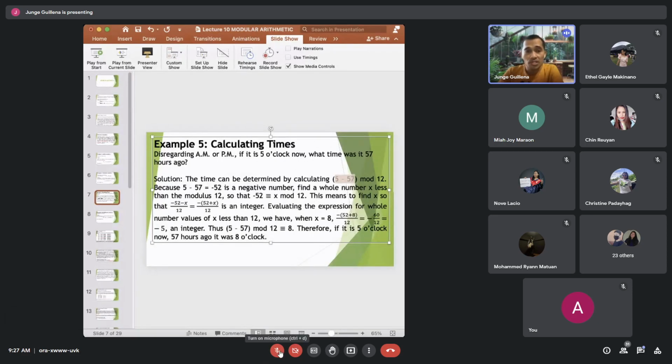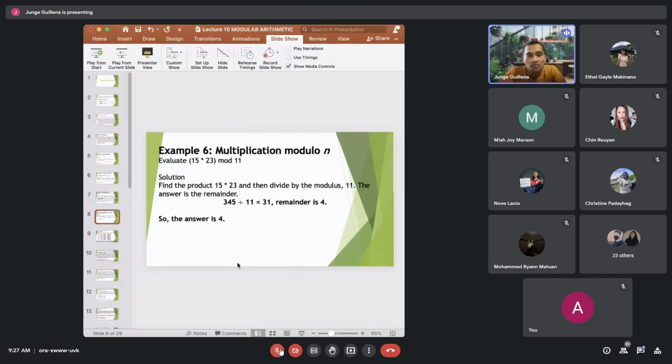So, in other words, if it is 5 o'clock now, so 57 hours after will be 2 o'clock. Okay? Disregarding AM or PM na siya, ha? So, after 57 hours, if it is 5 o'clock at this moment, 57 hours after will be 2 o'clock. So of course, the answer is the remainder. Don't forget that. Ha? The answer is the remainder. Okay? Nasolve na ang imo ang question, Mr. Abdul. Okay lang? Okay, thank you.